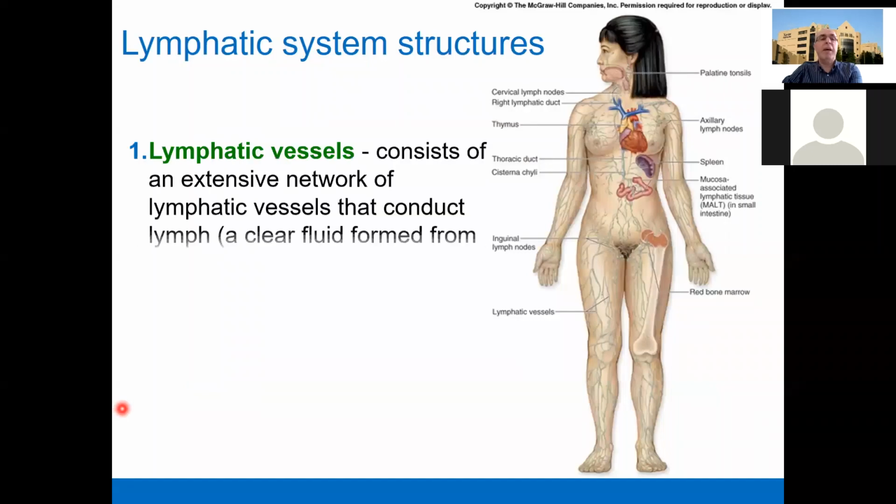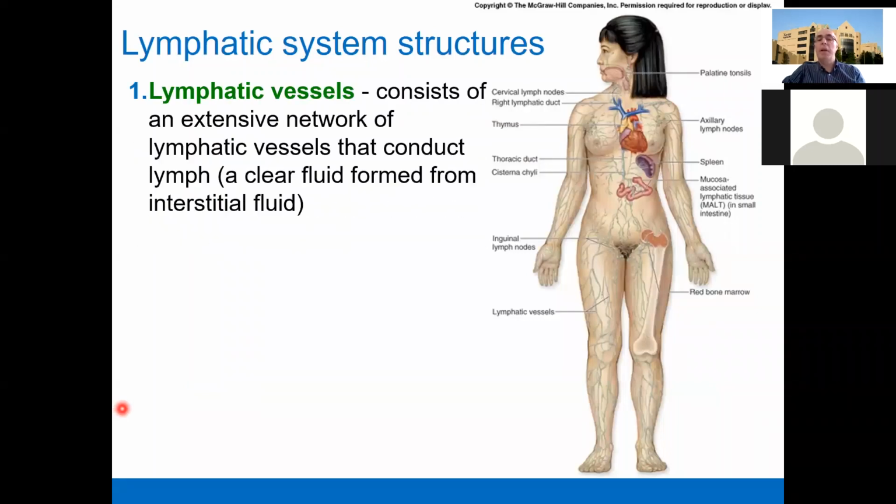The lymphatic system includes lymphatic vessels. These lymphatic vessels are independent from our arteries and veins, and consist of an extensive network of lymphatic vessels that conduct lymph and bring the lymph from our entire body to our heart.